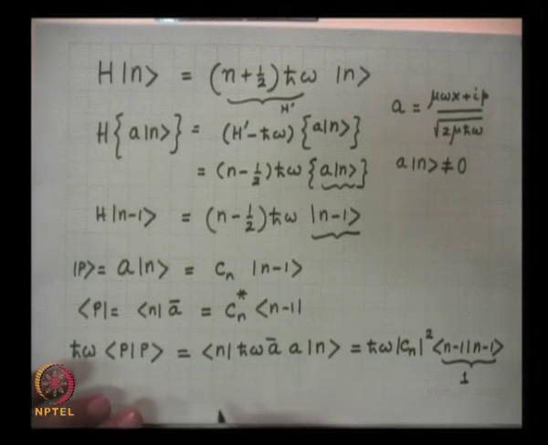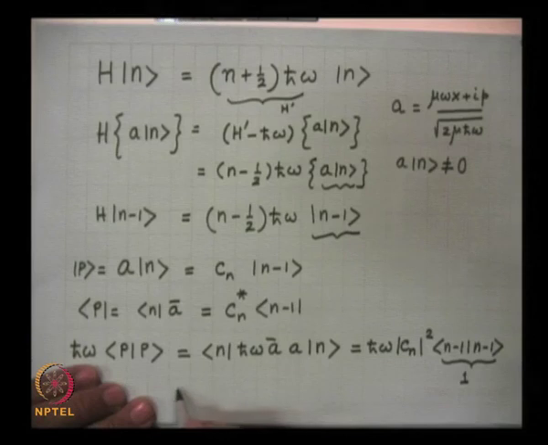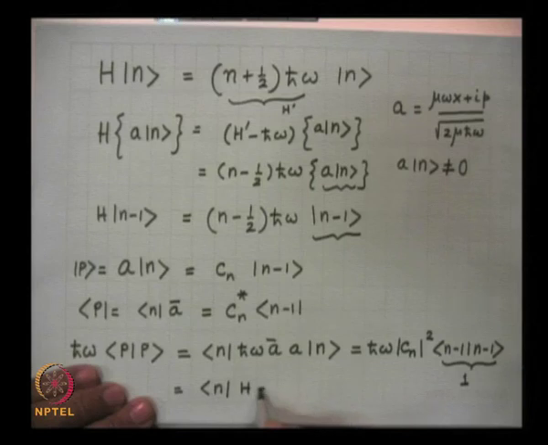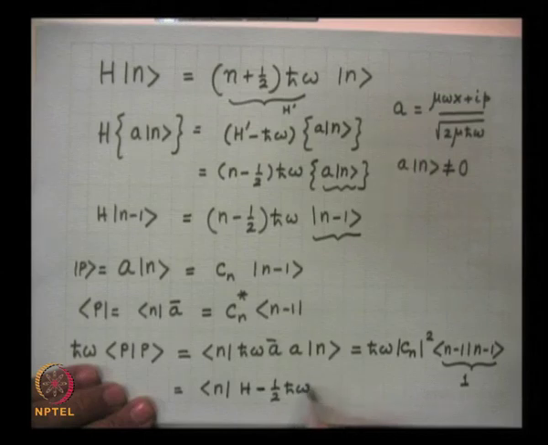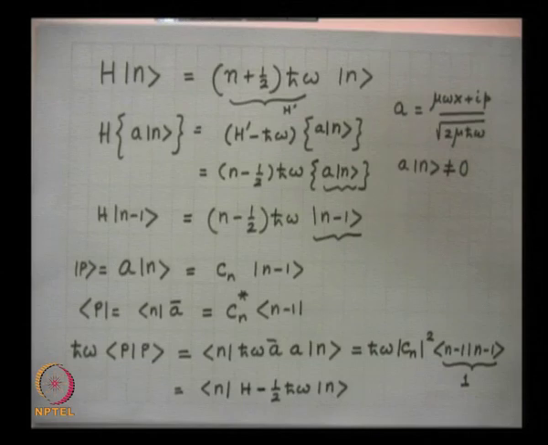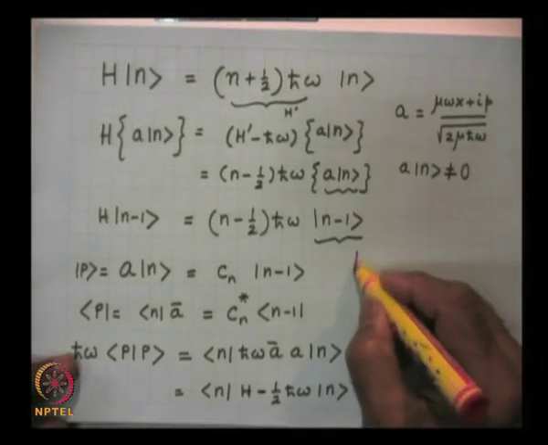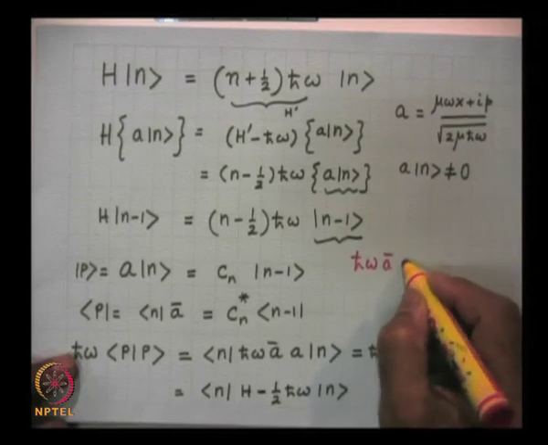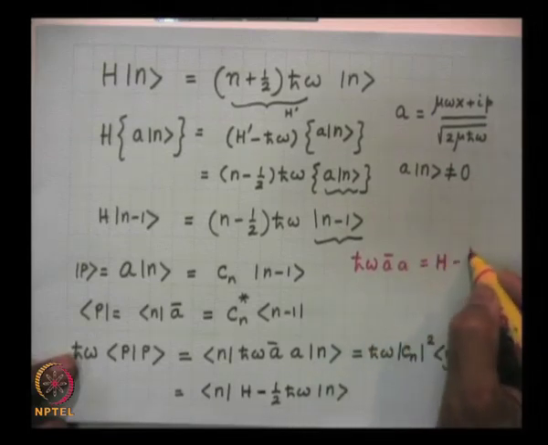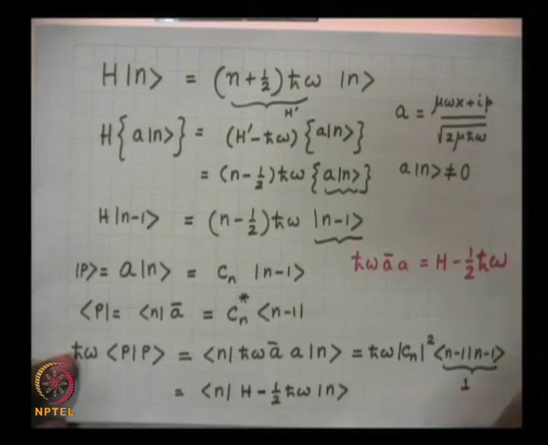Now, quite some time back in my last lecture, I had shown that this was equal to bra n, H minus half h cross omega. I had shown that h cross omega a bar a was equal to H minus half h cross omega. So, therefore, let me write down the right hand side.